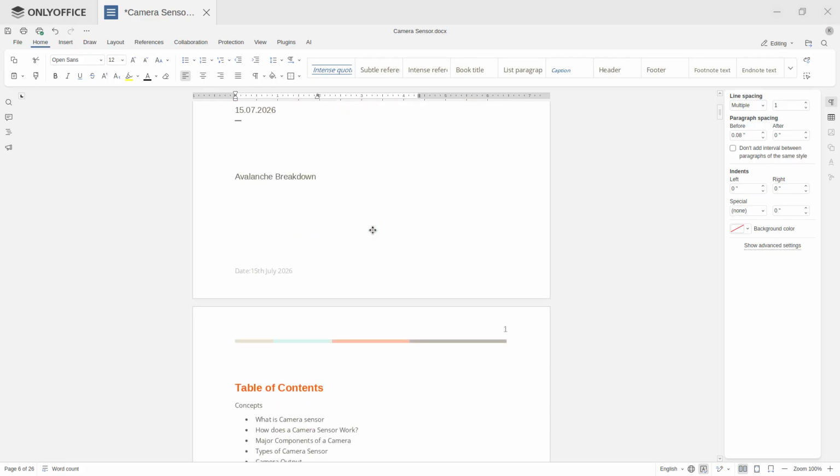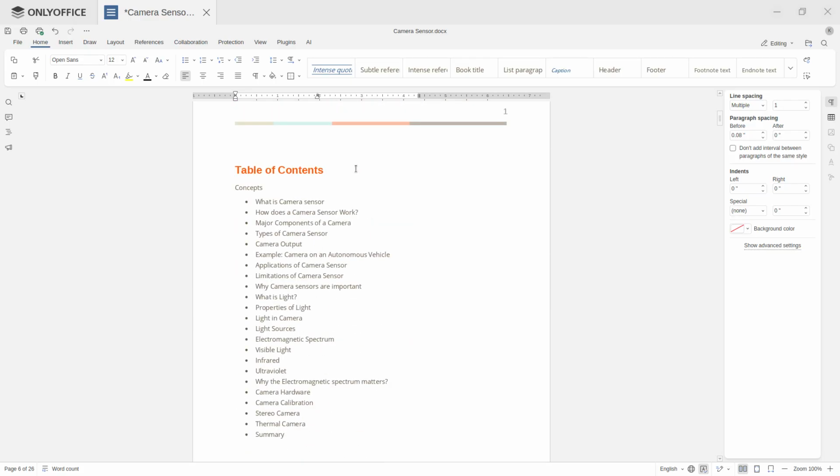Today is 15th of July and the table of contents are: what is a camera sensor, how does a camera sensor work, major components of a camera, types of camera sensors, camera output. We'll take an example: camera on an autonomous vehicle, applications of camera sensor, limitations of camera sensor, why camera sensors are important, what is light, properties of light, light in camera, light sources, electromagnetic spectrum, visible light, infrared, ultraviolet, why the electromagnetic spectrum matters, camera hardware, camera calibration, stereo camera, thermal camera, summary.